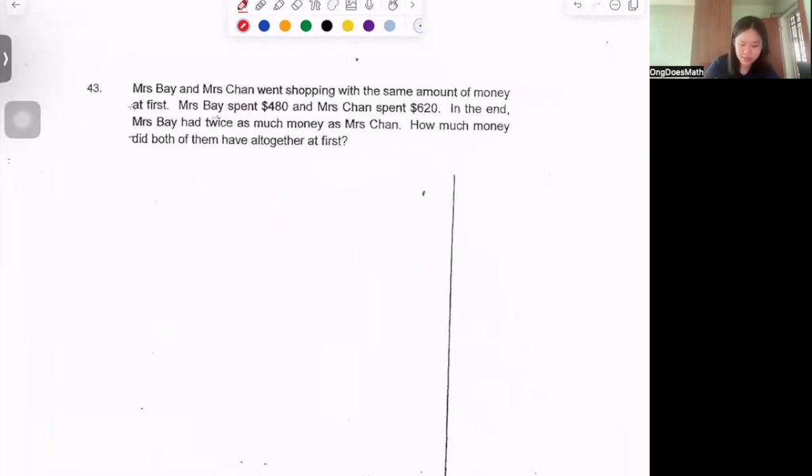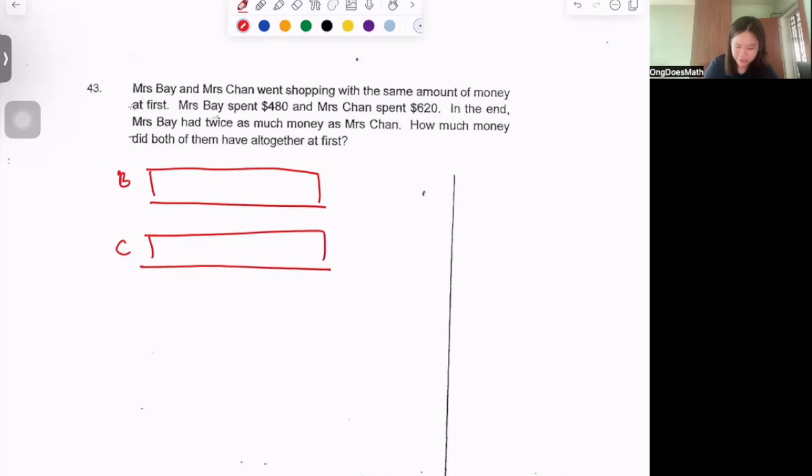So we have Bei and we have Chan. They started off with an equal amount of money. After that, Bei spent 480. Then Chan spent 620. In the end, Bei had twice as much as Chan, which means that Bei had 2 units in the end, while Chan only had 1 unit. So we'll just point this out. Now, can you see this part over here?